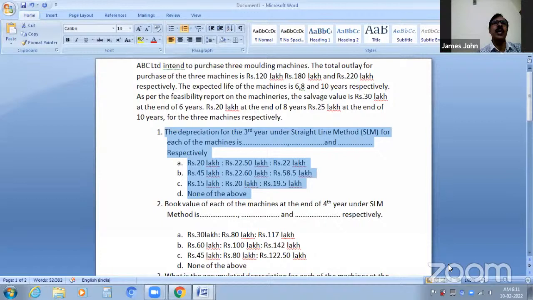Here, what's the question? Depreciation is the question. So the 3rd one is the answer. See, what is the amount of depreciation the firm is providing during the 3rd year? That's the question. If it is what is the total amount of depreciation provided up to third year, and the depreciation for third year, these two are different.